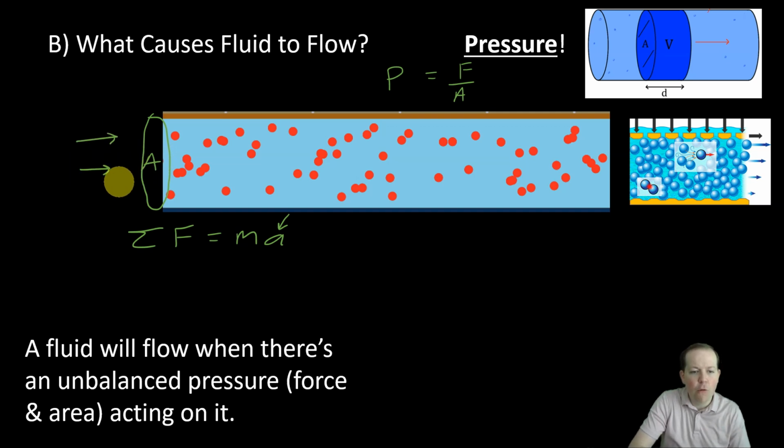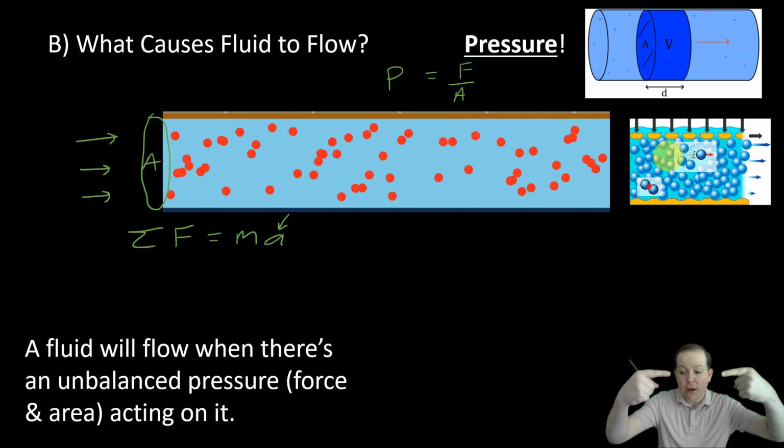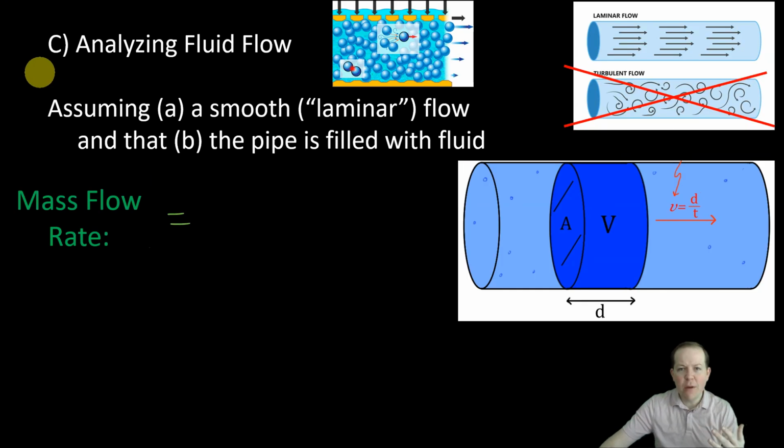There must be some overall force on this side that's applying some pressure. If I had equal pressures on both sides, that would be like having equal forces. Well, the pressures would cancel out and the fluid wouldn't flow. So a fluid will flow when there's an unbalanced pressure, when there's some unbalanced force on a given area that's acting on it, okay? Now we have the basics of what causes a fluid to flow.